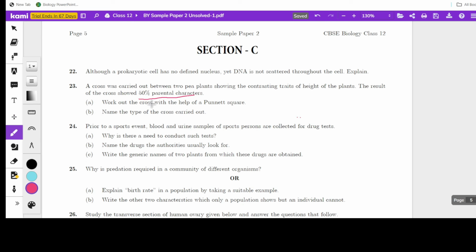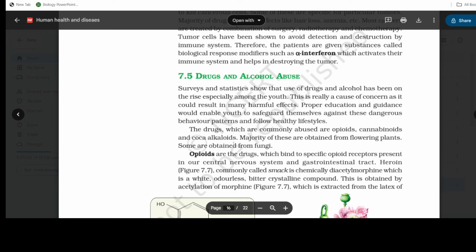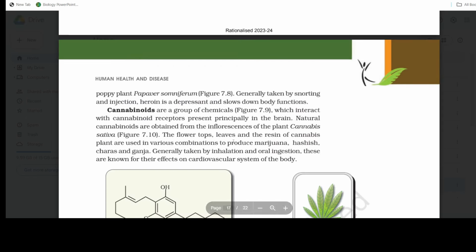Prior to a sports event, blood and urine samples of sports persons are collected during drug tests. Why is there a need to conduct such tests? Name the drugs the authorities usually look for. Write the generic names of two plants from which these drugs are obtained. You are aware which chapter it is: Human Health and Diseases. Let's move on to that chapter, coming to drug and alcohol abuse. So they are asking for a drug which is used by athletes.